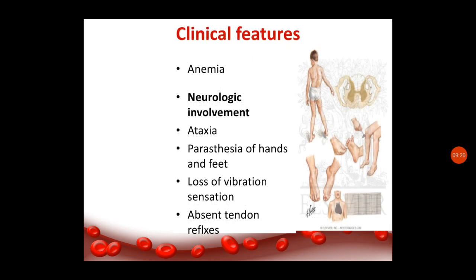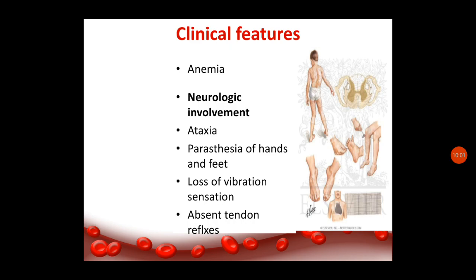And now we can see the clinical features of vitamin B12 megaloblastic anemia. When vitamin B12 deficiency leads to megaloblastic anemia, the first picture is the clinical manifestations of anemia. In the previous classes we have already discussed the general manifestations of anemia like irritability, dizziness, pallor, and koilonychia. The same manifestations can be seen in megaloblastic anemia with vitamin B12 deficiency also.